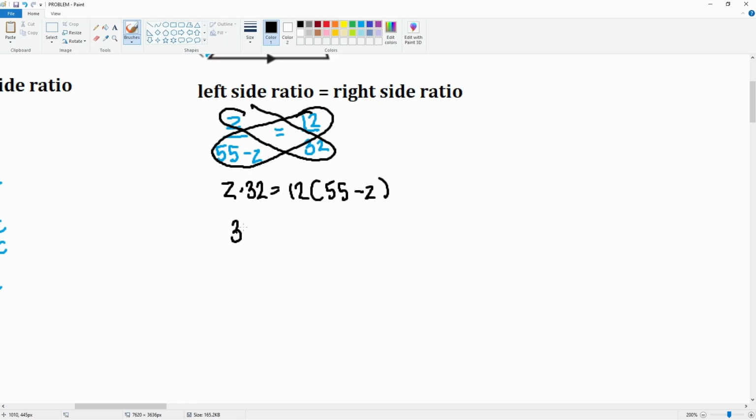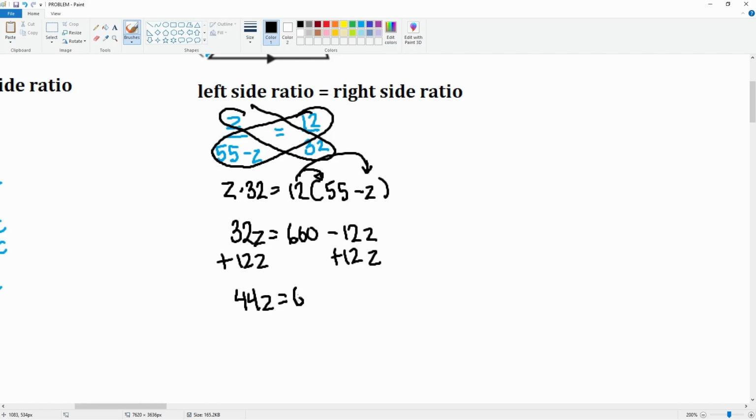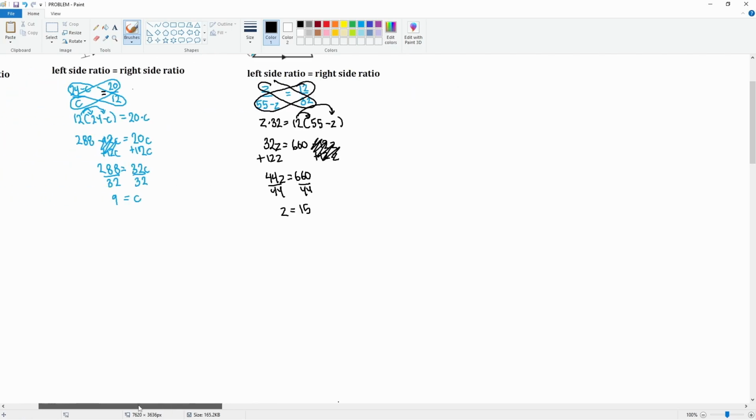Z times 32, which is 32Z, is equal to 12 times 55. This gets you 660. Then 12 times negative Z, which is negative 12Z. Right? Add 12Z to both sides. This gets you 44Z is equal to 660 because this cancels. Then divide by 44 to both sides. 660 divided by 44 gets you Z is equal to 15. So there you go. Those are all the variables.